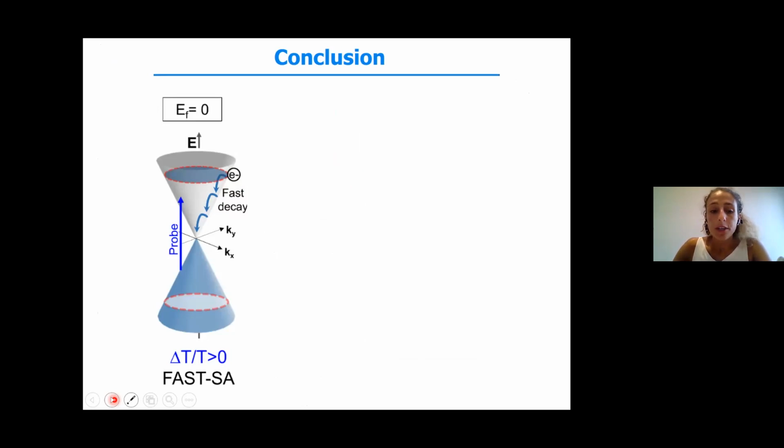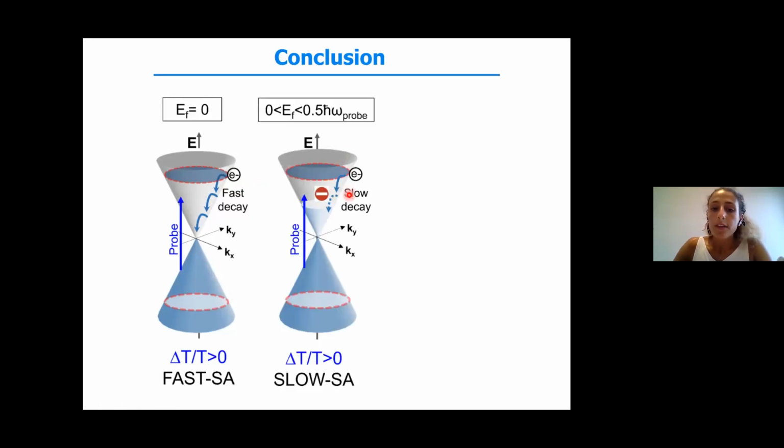So in conclusion, by an unprecedented tuning of the Fermi level of graphene, we could observe a dramatic change of its nonlinear optical properties. In the intrinsic case, graphene acts like a fast saturable absorber with a fast relaxation dynamics driven by the emission of the optical phonons. By increasing the doping, we can eventually quench this relaxation channel and obtain a slower recovery time, such that graphene could be applied as a slow saturable absorber.